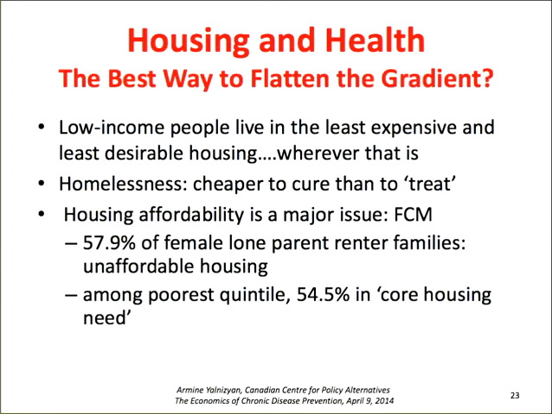As I said, low-income people live in the least desirable housing, wherever that is, and we know that homelessness is cheaper to cure than to treat. And the FCM, the Federation of Canadian Municipalities, has been talking over and over again about housing affordability being a major threat to the quality of life. Every year, in 2012, we let 1 million new people into Canada. Right? Federal immigration policy brought in 1 million economic immigrants, other family reunification immigrants, people coming in under humanitarian and refugee, and a flood of temporary foreign workers. These people have to live somewhere.